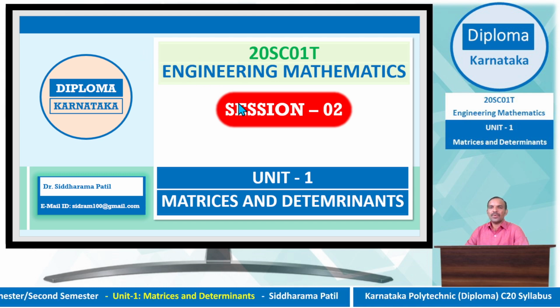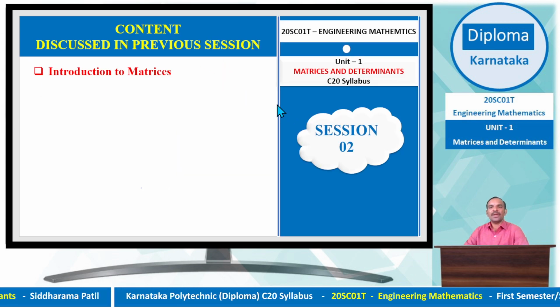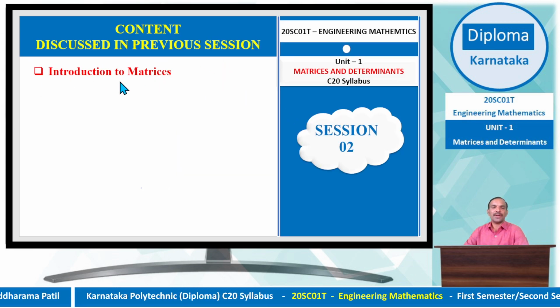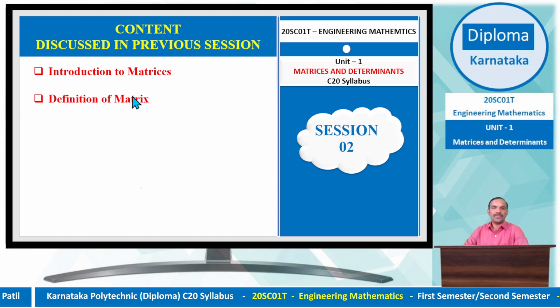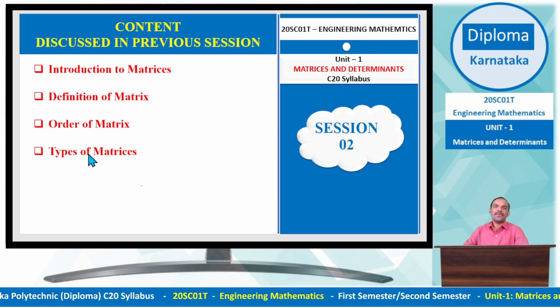This is session 2 of the course Engineering Mathematics with code 20SC01T. We are in the topic unit 1, matrices and determinants. In the last session, session 1, we discussed introduction to matrices, definition of matrix, order of matrix, and types of matrices. These are the 4 concepts we discussed in our previous session.